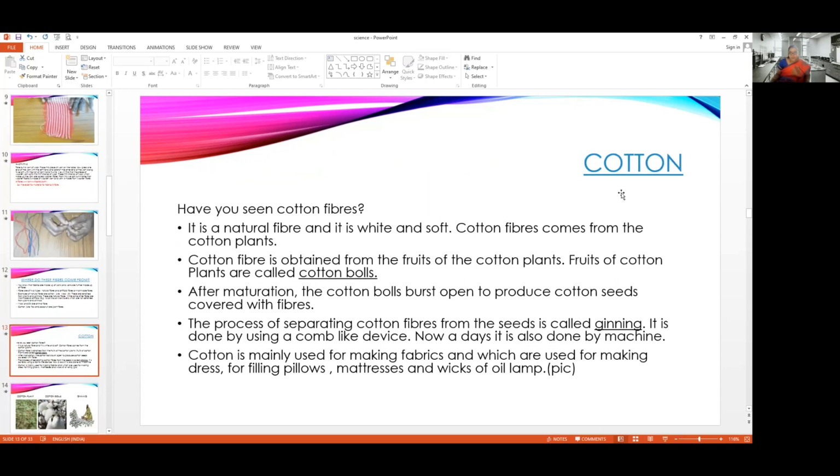Now coming to cotton, the first main plant fiber. Have you seen cotton fibers? It is a natural fiber and it is white and soft. Cotton fibers come from the cotton plant. It is obtained from the fruits of the cotton plant, which are called cotton balls. After maturation, the cotton balls burst open to produce the cotton seeds covered with fibers. The process of separating the cotton fibers from the seed is called ginning.